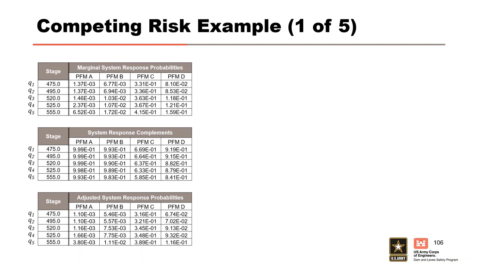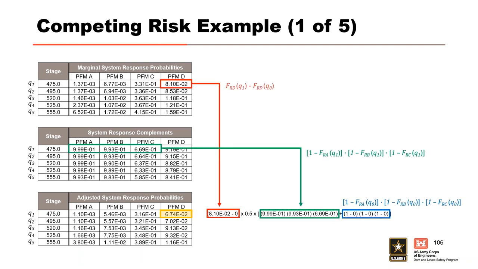Let's step through the process for failure mode D. To get the adjusted system response for failure mode D, assuming competing risk, we start by subtracting the system response for failure mode D at Q0 from the system response for failure mode D at Q1, as shown in the red box. Remember that the system response for all the failure modes will be equal to 0 for hazard Q0.